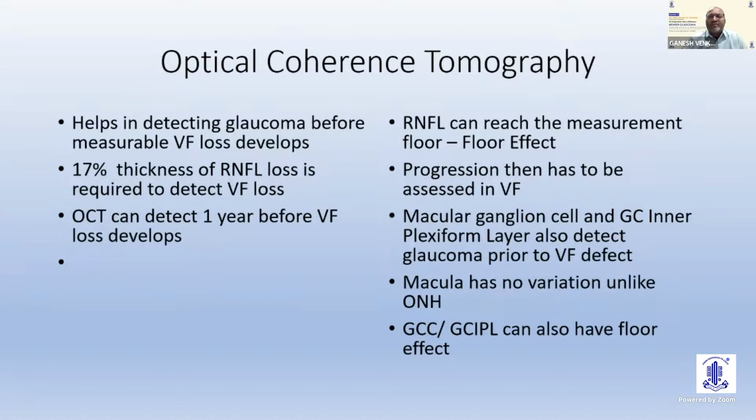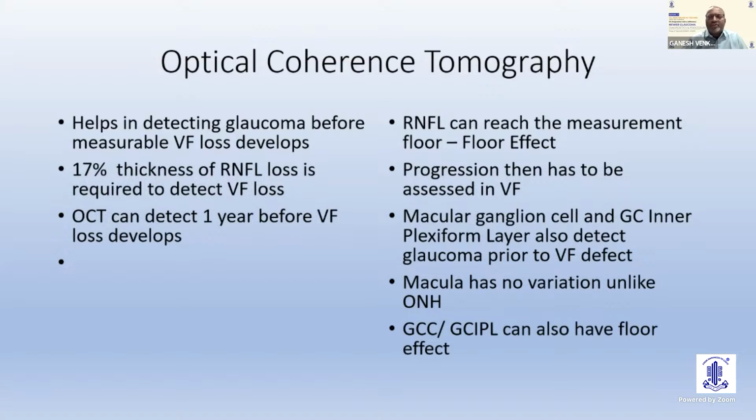Now you have the macular ganglion cell and the ganglion cell inner plexiform layer component also to detect glaucoma prior to visual field defect. Mainly because, unlike the optic nerve head, the macula does not have a variation. Everybody's macula is the same. There is no change in anybody's macula unless they are suffering from, let's say, diabetic retinopathy or ARMD or something else. So the macula doesn't change from person to person.